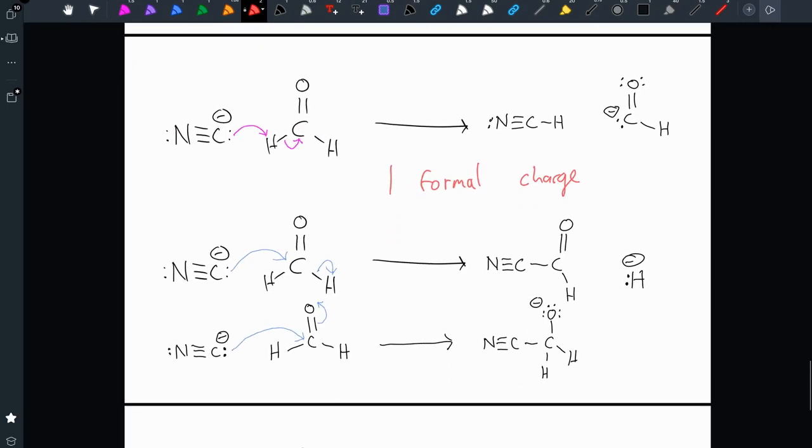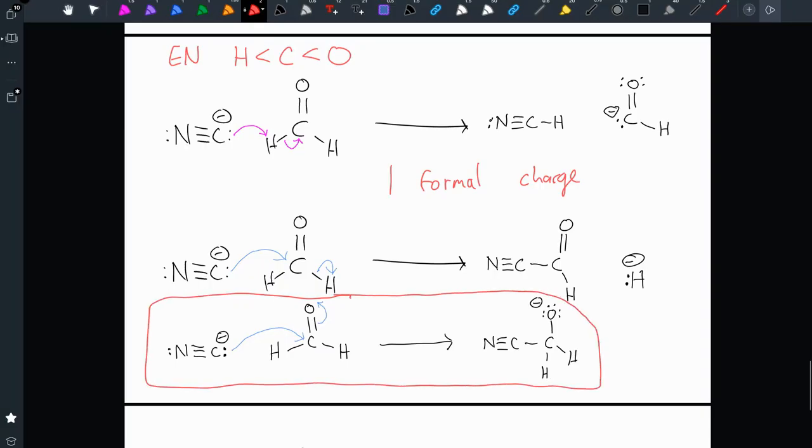So now I'm going to compare these 3, which all have 1 negative formal charge. So I think now to my third rule, which is negative formal charges prefer to be on more electronegative atoms. And when I think about electronegativity, hydrogen is less than carbon, which is less than oxygen. So of these possibilities, I could have a negative formal charge on carbon, hydrogen, or oxygen. I would prefer to have it on oxygen. So my most likely scenario is going to be this one.